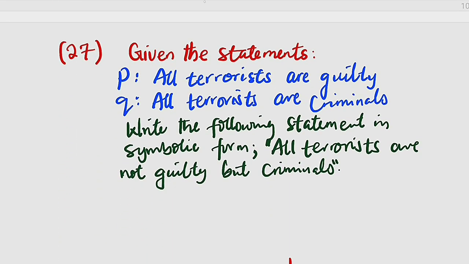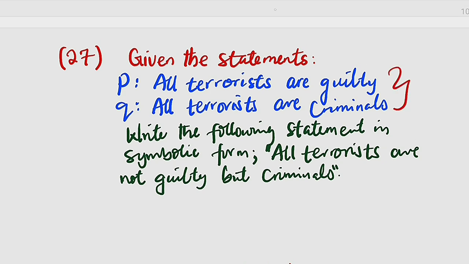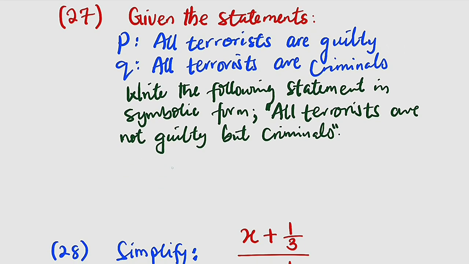Question number 27 is logic. We are given the statement P stands for all terrorists are guilty, Q stands for all terrorists are criminals. We are asked to write the statement in symbolic form: all terrorists are not guilty but criminals. Suppose both of these statements are true, we can write it as P and Q.